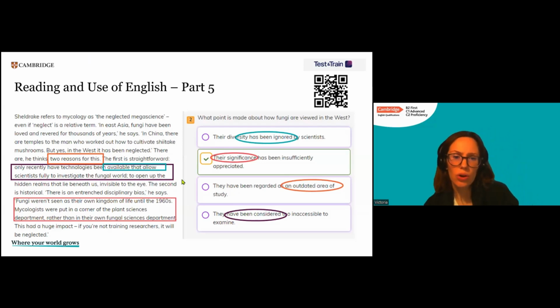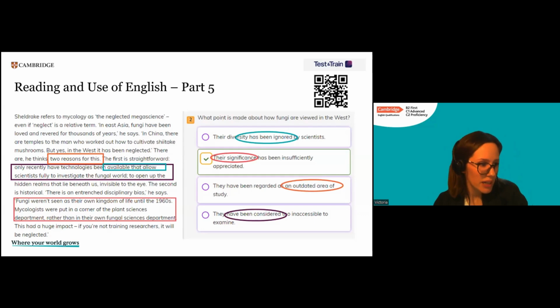Right, so their diversity has been ignored by scientists. It hasn't been ignored, simply it wasn't known, right? So ignore means not to pay attention to something or to pretend that you haven't seen somebody. But this is not the case, right? It was simply that it wasn't known. So this option here is not right, because the technology wasn't available. So the scientists couldn't know that this was there.